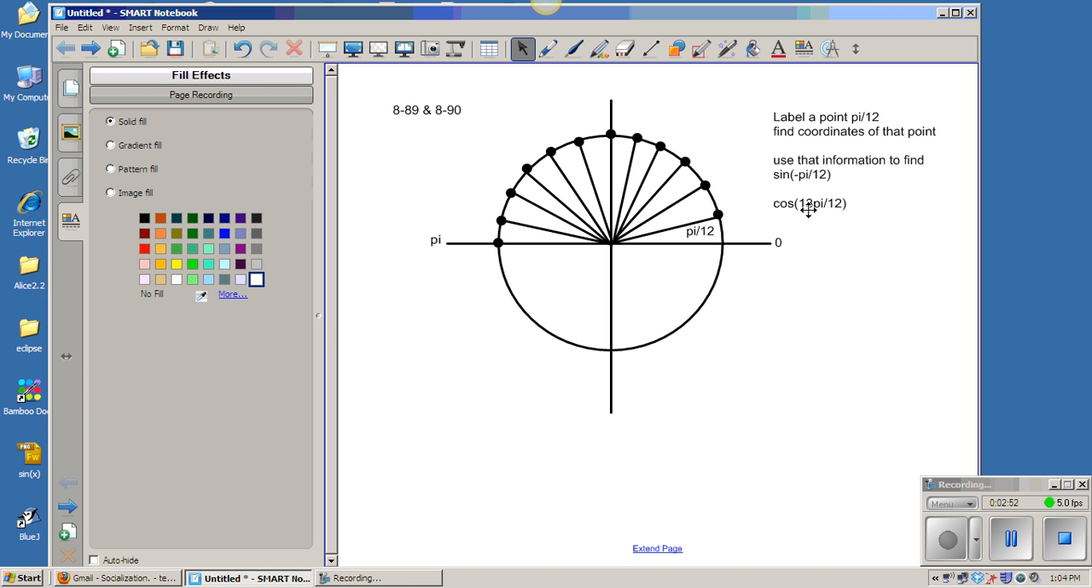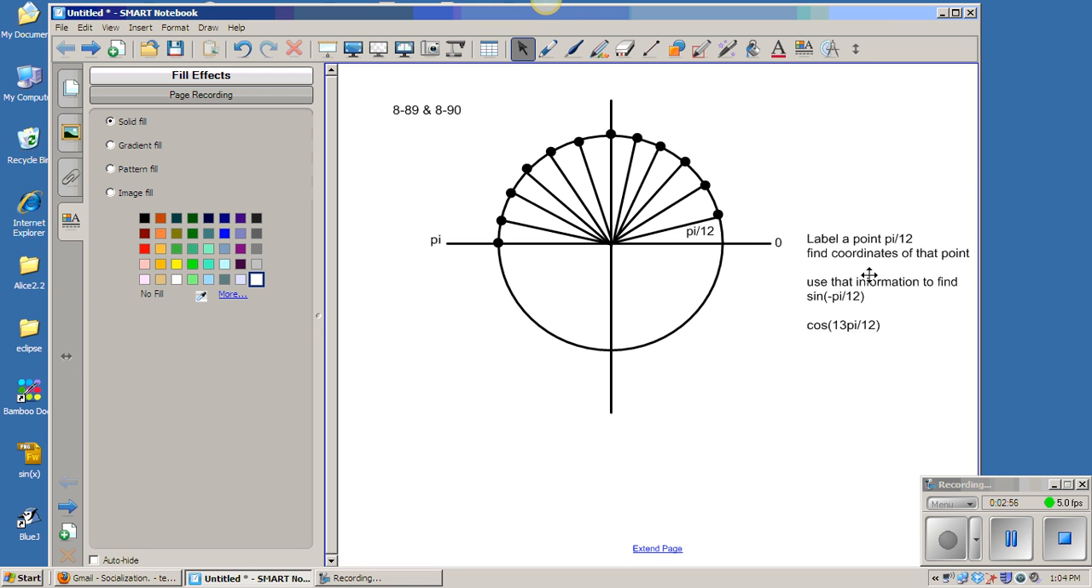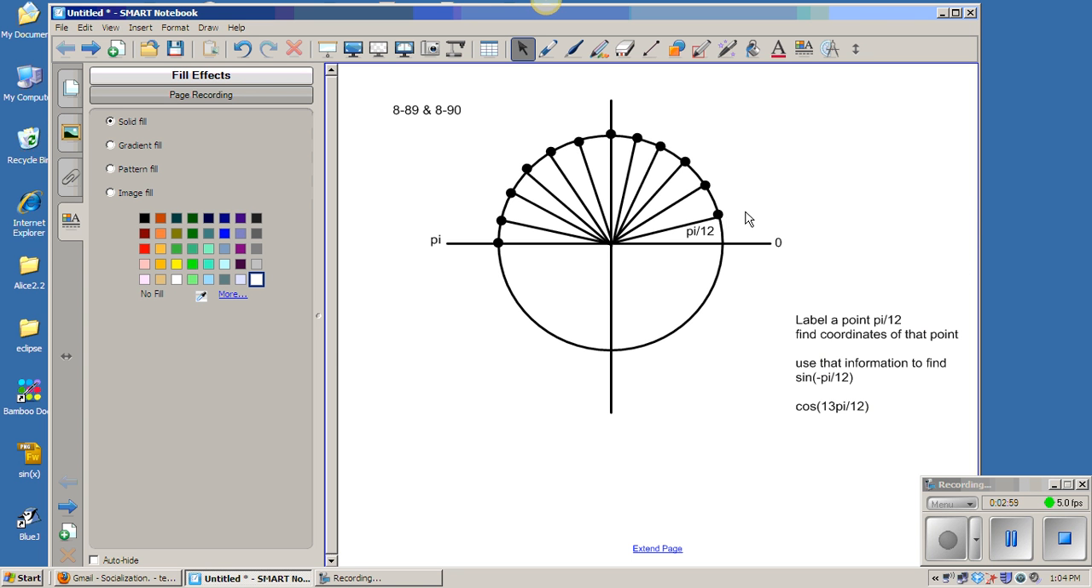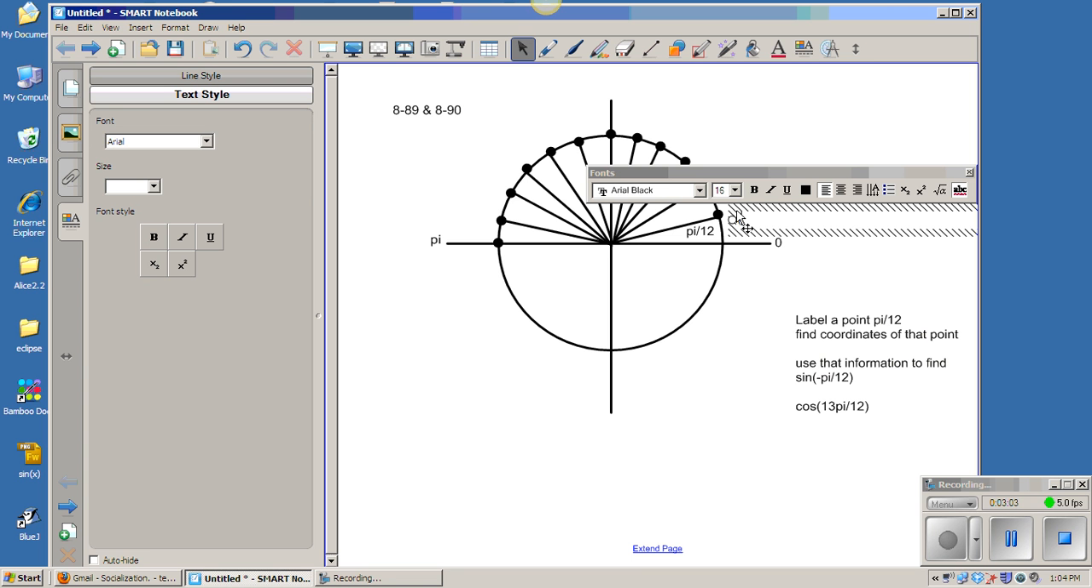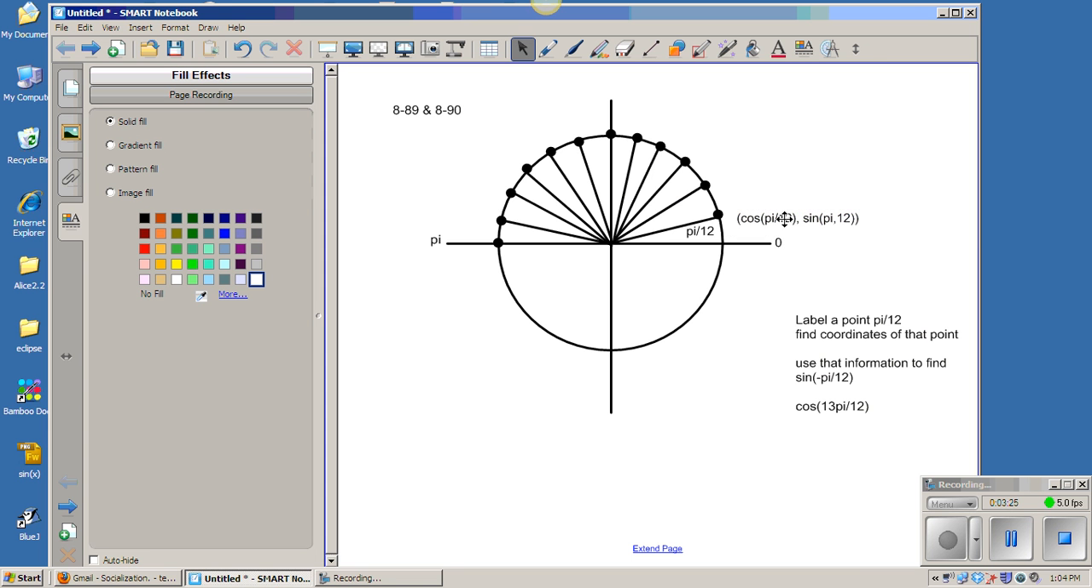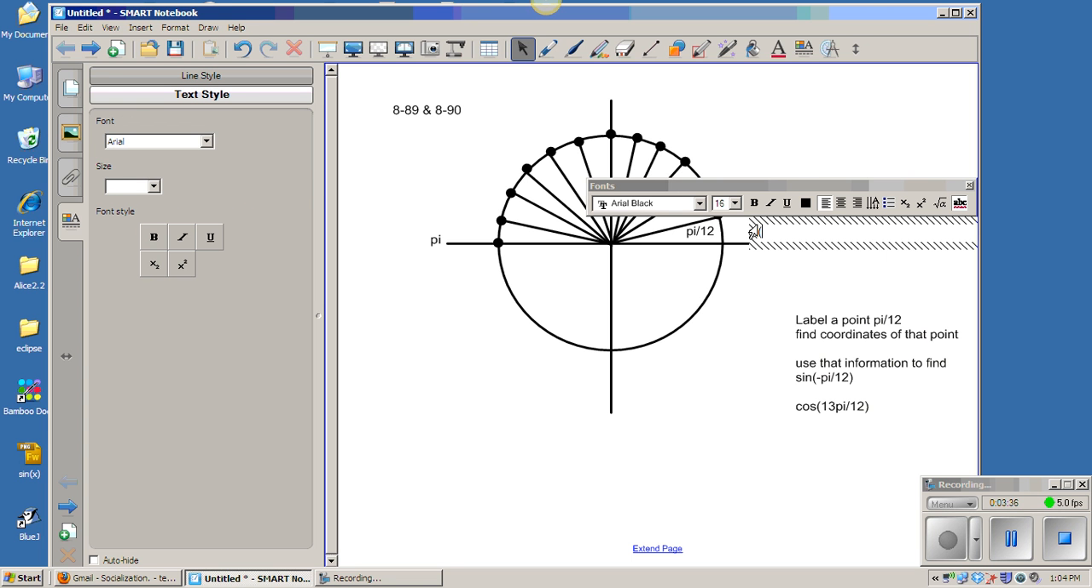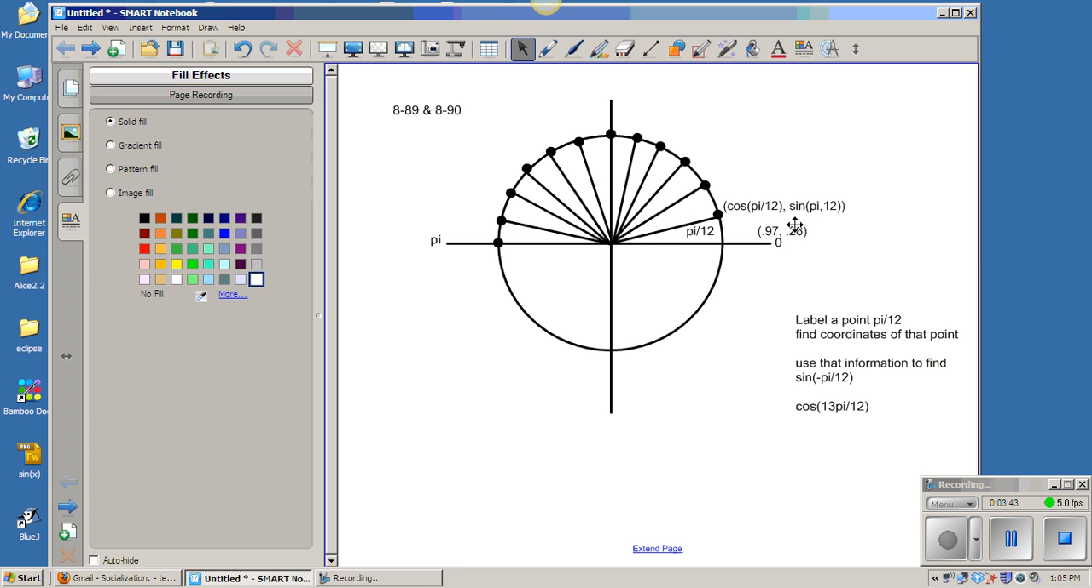Now, what you're being asked to do is find the coordinates of that specific point. Now, if you remember, we learned in class a couple days ago that every single point, no matter what, on a circle can be written as the cosine of that angle, and in this case the angle is pi over 12, comma, the sine of that pi over 12. And so if you think of it this way, then all you have to do is pull out your graphing calculator, put it in radians mode like your book asks you to, and find out what they are. And what I got, rounded to the nearest decimal, is 0.97, comma 0.26.